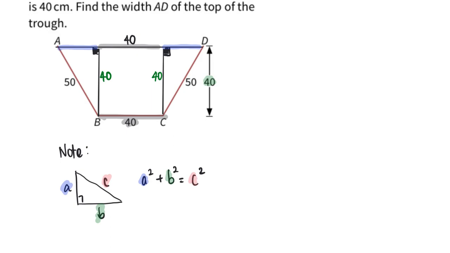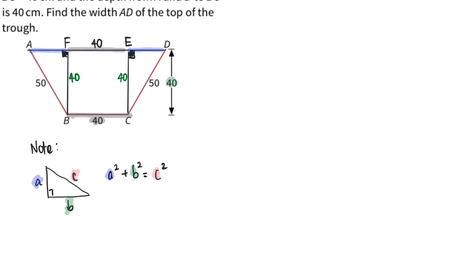And so I will be able to find the, and I'm going to label this as F and E. So I'm going to find my AF square. So from here, I'm going to just shift it here, AF square plus 40 square equals 50 square. This is direct application of the Pythagoras theorem.